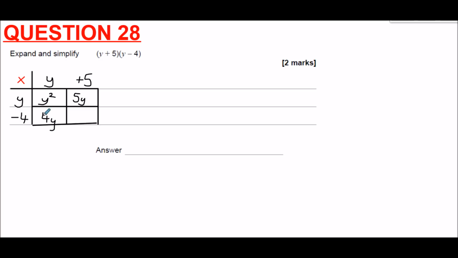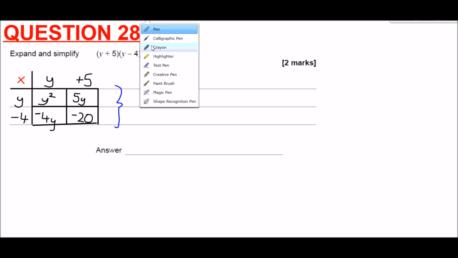But because this 4 is a minus, that would make it minus 4y. And finally, positive multiplied by a negative: if we're multiplying numbers together and the signs are different, the answer will end up being a negative value. So positive 5 multiplied by negative 4 will give us minus 20. We now need to simplify these bits here.